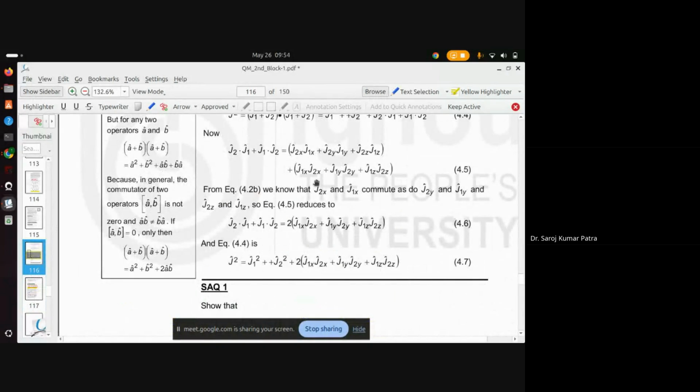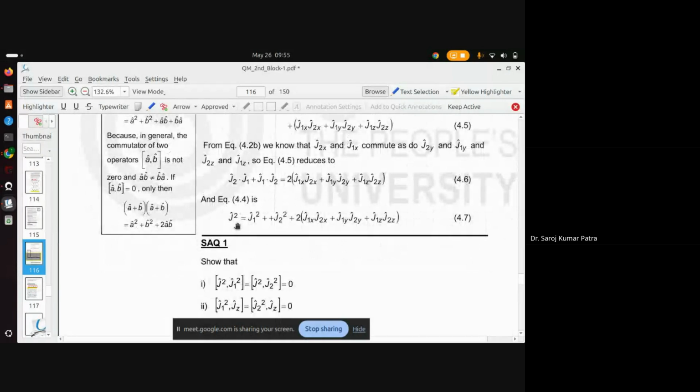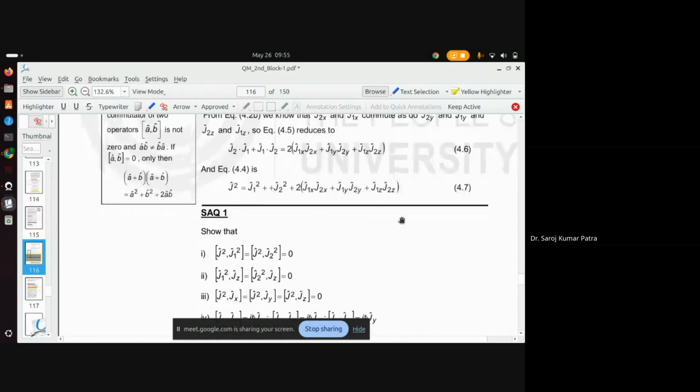So we can simply, in the second term, J2x J1x we can write J1x J2x, right? We can interchange their subscripts. So it will be twice of J1x J2x plus J1y J2y plus J1z J2z. Clear? तो J स्क्वायर का वैल्यू क्या होगा? J1 स्क्वायर होगा प्लस J2 स्क्वायर होगा प्लस, we need the x, y, and z components like that, right? Twice of J1x J2x, J1y J2y, J1z J2z. ठीक है?